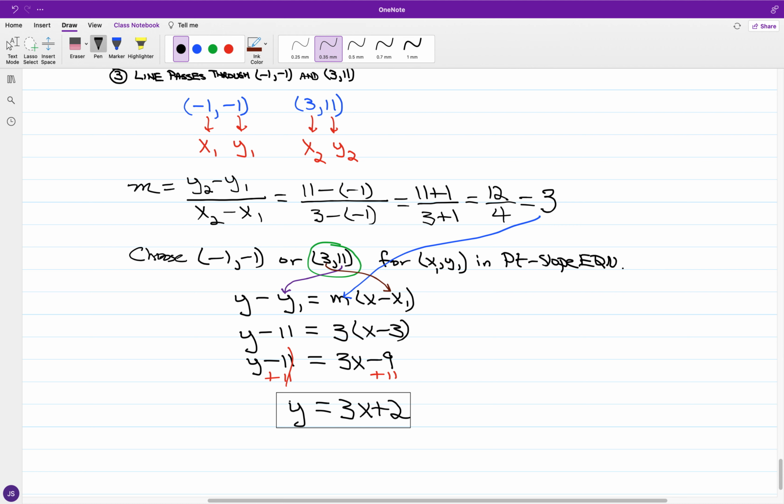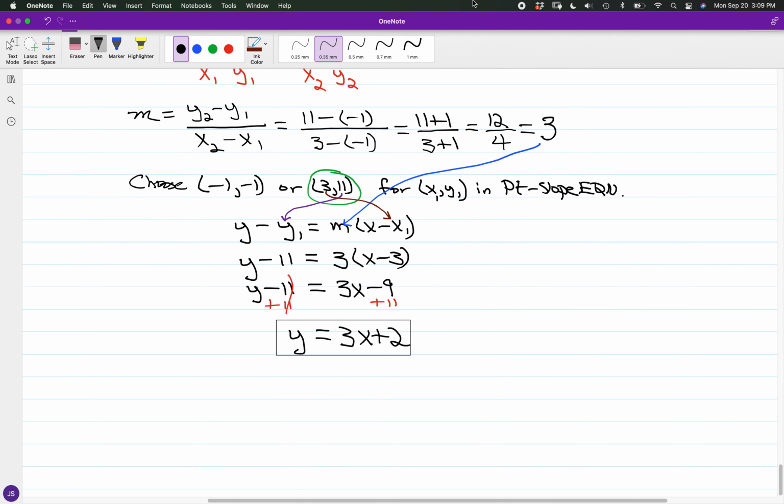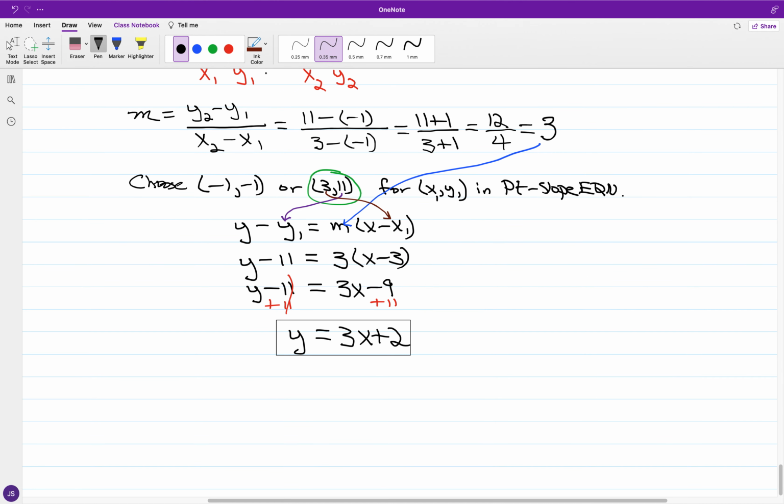So if y is -1, we want the right-hand side of the equation to also be -1. With x at -1, we got 3 times -1 is -3, and in turn, -3 plus 2 is -1, so we have -1s on both sides. So I could have chosen -1, -1 to work in the point-slope setup as well, and it still worked for both ordered pairs.